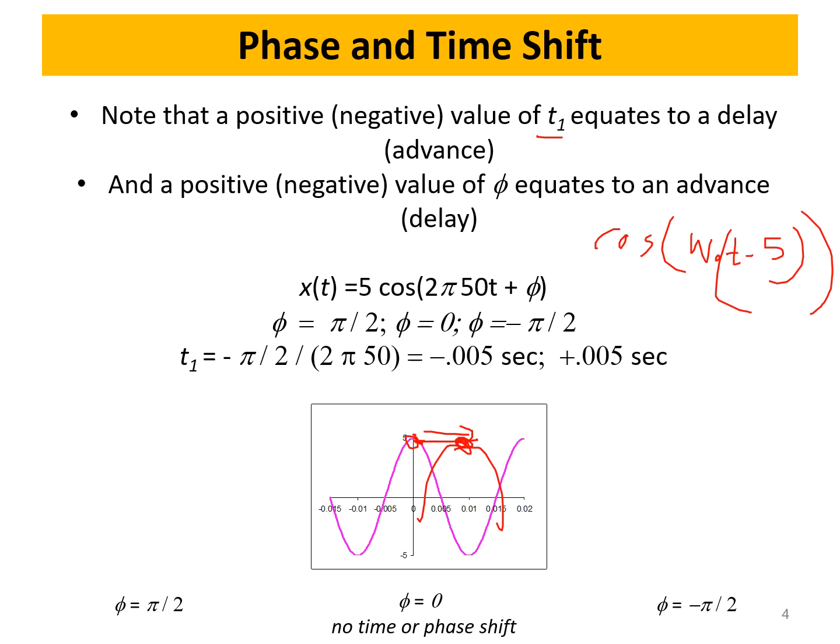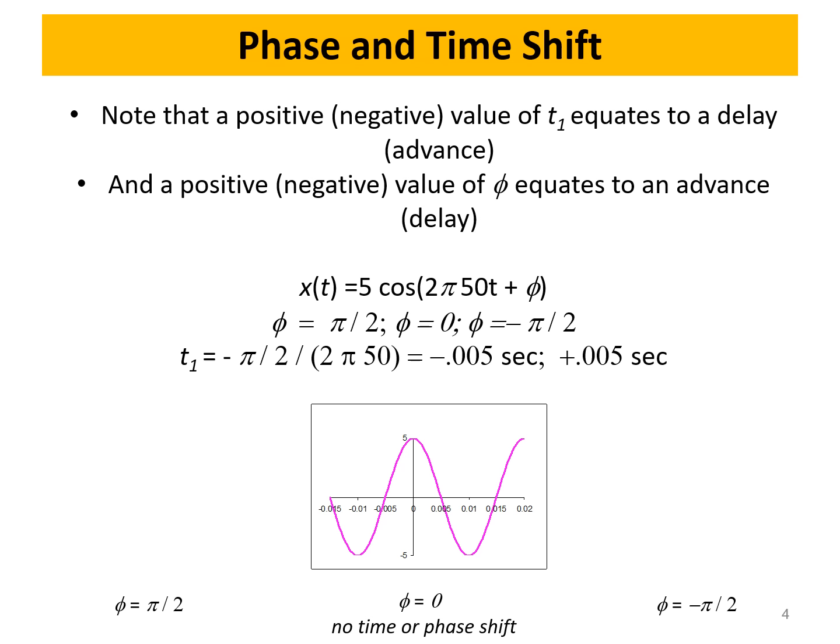A negative value is going to be an advance. So if you have minus t1 with t1 negative, which means positive, then it's going to be an advance. I'm going to show you a couple of examples to do that. A positive value of phi equals an advance, and a negative value is a delay. They're the opposite of each other.